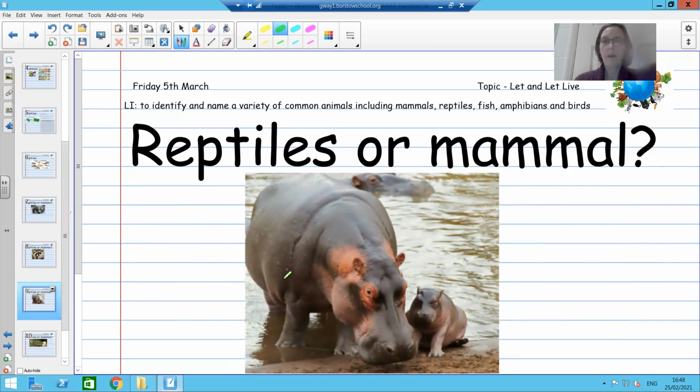Hippo, mammal, reptile. Which one do you think? It is a mammal. It would have given birth to this baby hippo here alive, and it would have started to move quite quickly, and it will have tiny little hairs all over it somewhere. Fantastic.